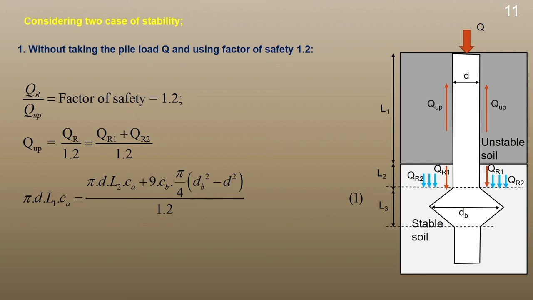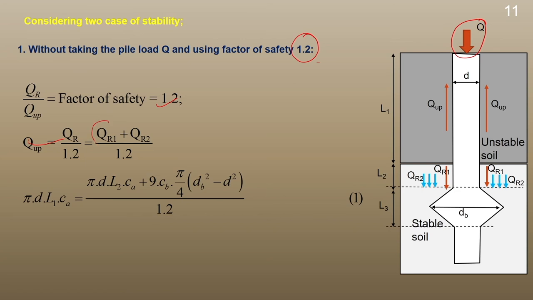Let us consider two scenarios. In the first case, we will not take the weight Q and we will use a factor of safety of 1.2. You can take any factor of safety. In this case, let it be 1.2. So the factor of safety 1.2 will be equal to the resisting force divided by QUP. So the factor of safety will be equal to QR by QUP, which will be equal to 1.2. So QUP will be equal to QR divided by 1.2.